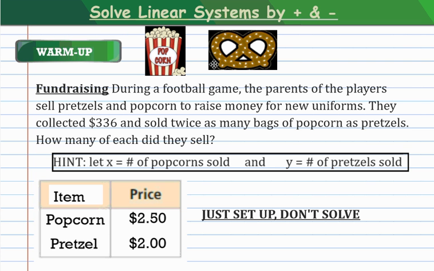So here's the situation. It says, during a football game, the parents of the players sold pretzels and popcorn to raise money for new uniforms. They collected $336, and they sold twice as many bags of popcorn as pretzels. How many of each did they sell?